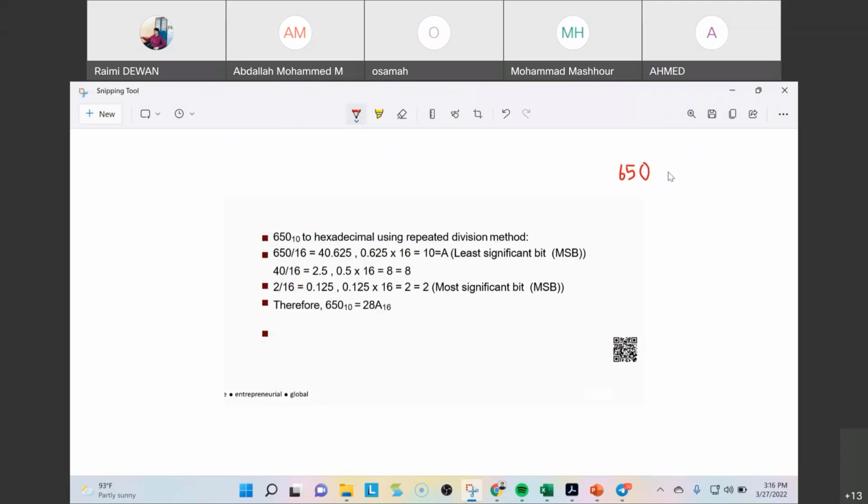When you divide by 16, what happens? You have 40.625. Okay, it looks like I don't have space, so I'll make it a bit smaller. So here is 650 in base 10, and it is 40.625. Remember, this one is base 10. Now we try to convert to base 16.